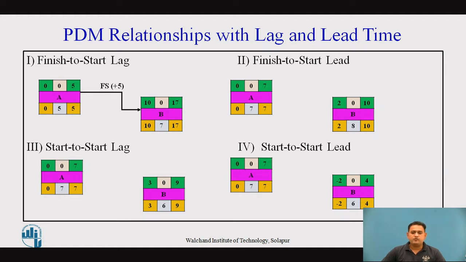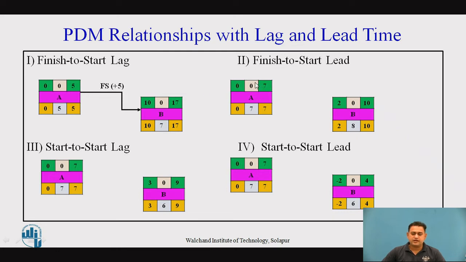Similarly, we have to go for the backward path. Here, the earliest finishing time of activity B is equal to the latest finishing time of activity B. Now, 17 minus 7, it's a 10. Again, 10, here there is a backward path with the lag, so we have to go for the reduction of the duration. So, 10 minus 5, it's a 5, that is the LFT of A is now 5. 5 minus 5, it's a 0. This is the overall time calculation forward and backward for the relationship of finish to start lag.